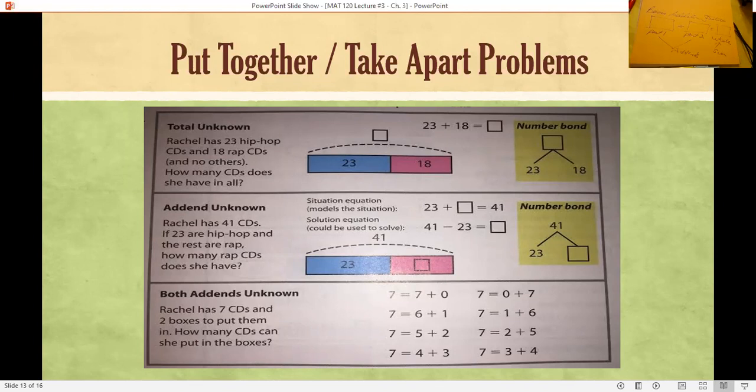So here's what the answer is to this question. It's a list of 8 equations. You can write this out as 8 sentences. Rachel can put 7 in the first box and none in the second box. She can put 6 in the first box and 1 in the next box. She could put 5 in the, and so on, and carry on. Or you could just say she can put them in the boxes in this way and then list all these equations. Guys, please focus with me today on both add-ins unknown.